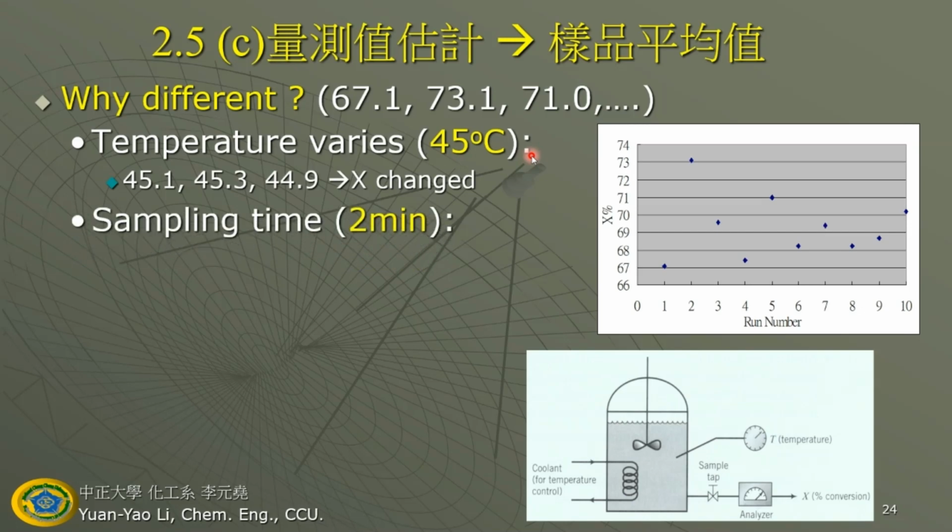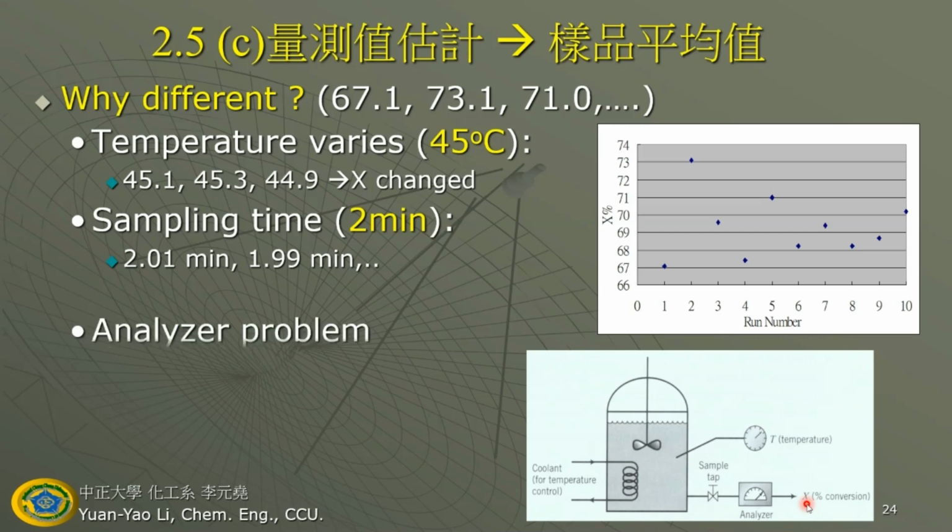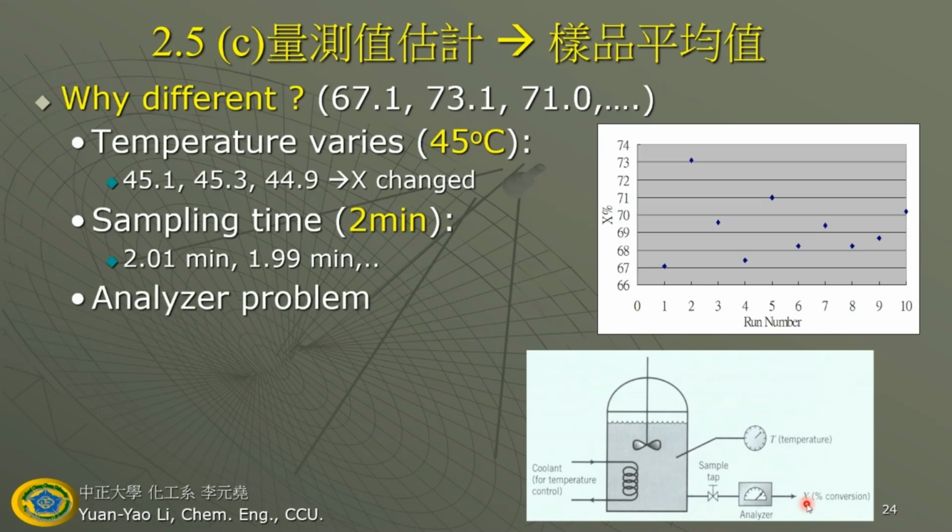How about another factor? Sampling time. If I ask you to open the valve at 2 minutes after you start to run, student A might open it at 2.01 minutes, and student B might open it at 1.99 minutes. That's the difference, so you get different numbers of conversion rate. How about analyzer problems? An analyzer might have a problem. You need calibration.